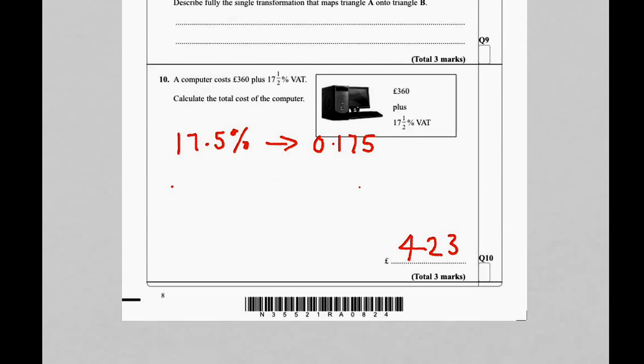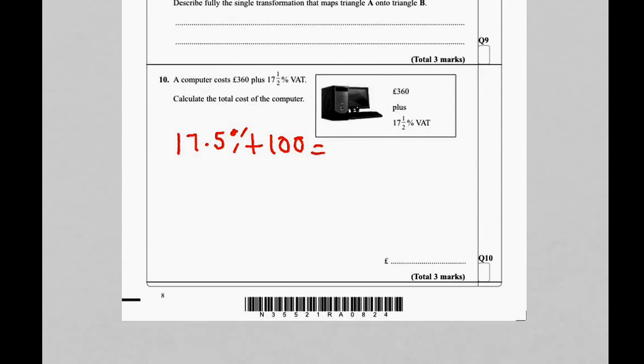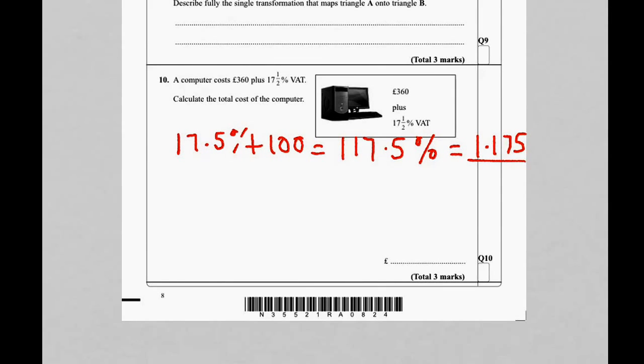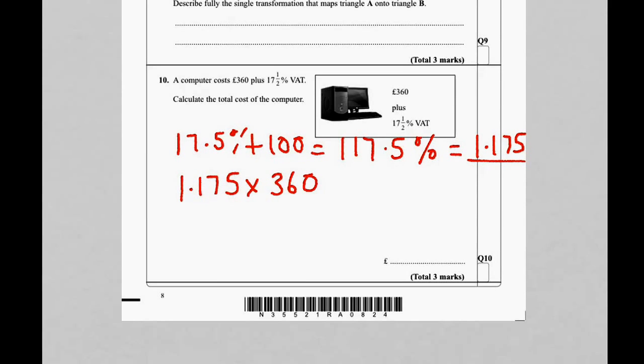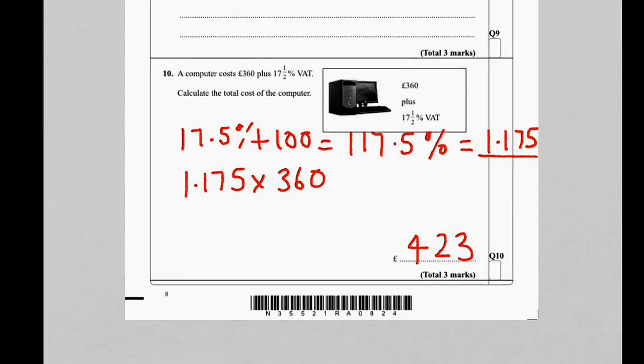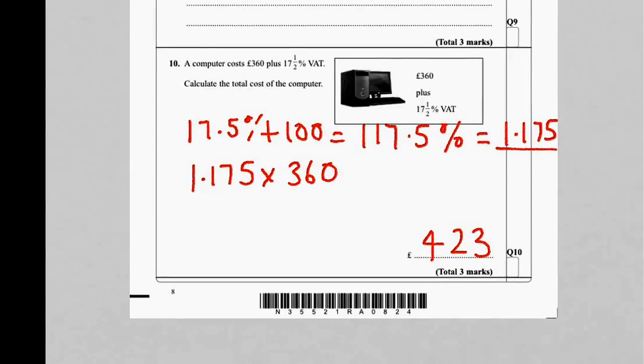Alternatively, you could say 17.5% added to my 100% gives me 117.5%, which as a decimal multiplier is 1.175. So to find out the cost straight away, I can just work out 117.5%, which is 1.175 times 360, which should straight away tell me that it's £423. So lots of different ways of working that one out.